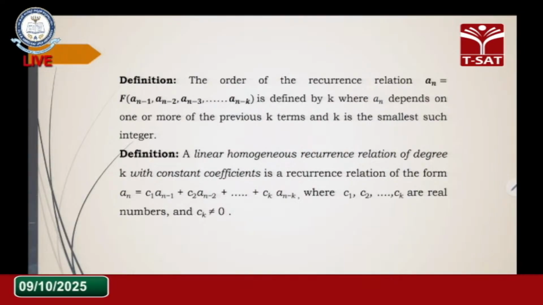Now, we will discuss the order of a recurrence relation. The order of a recurrence relation a_n given by f of a_(n-1), a_(n-2), up to a_(n-k) is defined as k, where a_n depends on one or more of the previous k terms and k is the smallest such integer.